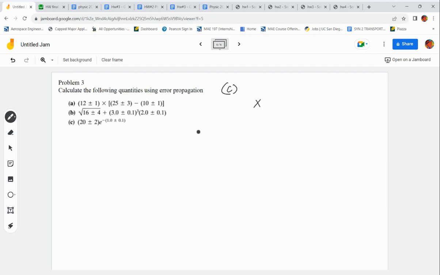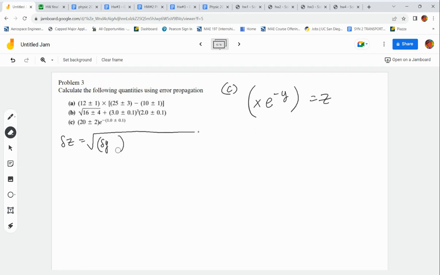So E is a constant. Basically, it won't affect anything. And then this is our equation equals Z. So I would recommend you do Z equals square root, like we did many times before. We'll get the error of y first with the partial derivative of y. The reason we do that is because that partial derivative is super easy.